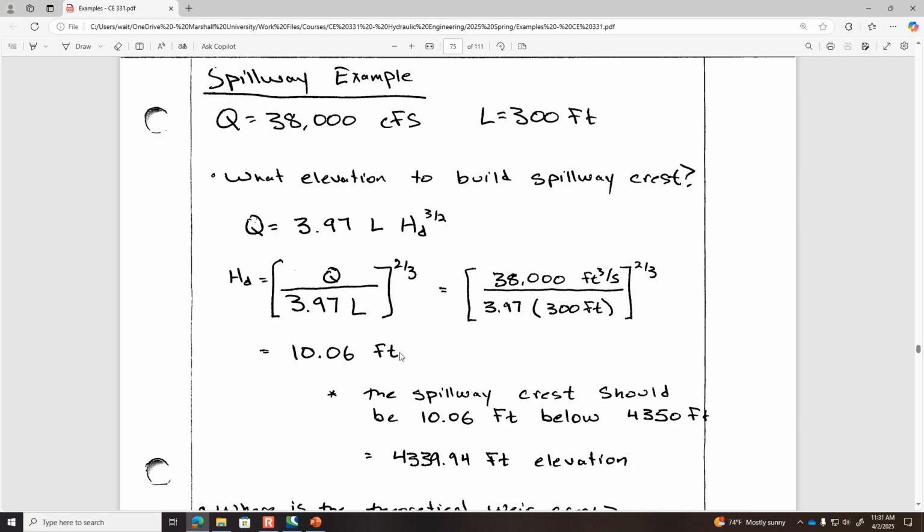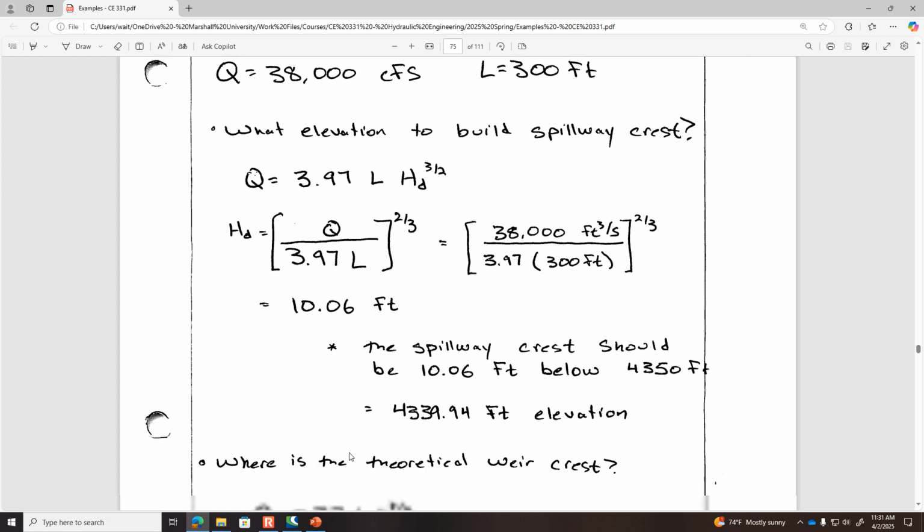And so that means if the spillway crest has to be below 4350, we should put it at 10.06 feet below 4350. So that means that the elevation of the spillway crest should not be higher than 4339.